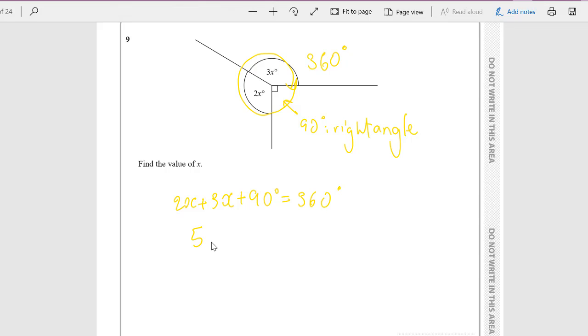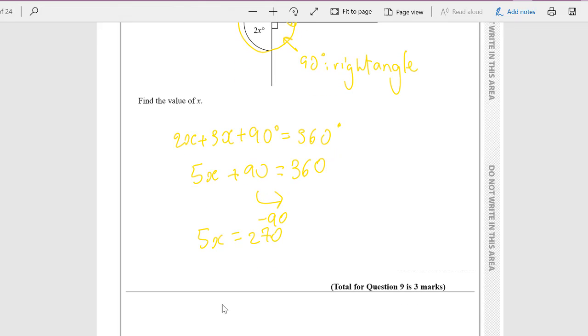So if we collect like terms, 5x plus 90 equals 360. So we can take this to the other side, becomes a minus 90. So 5x equals 270. And then if we divide through by 5 on both sides, then this will give us x equals 54. So that will be our answer, 54 degrees.